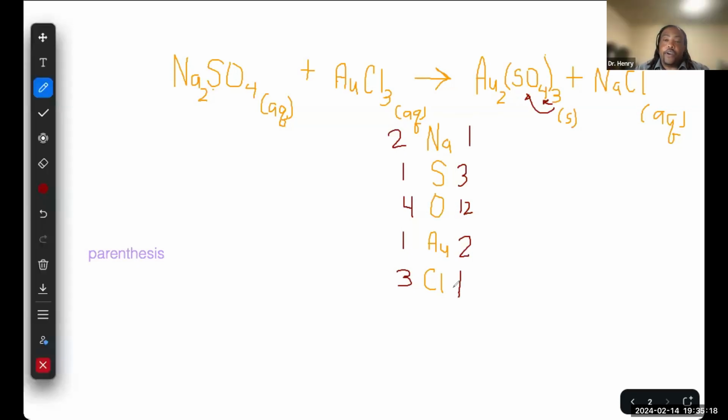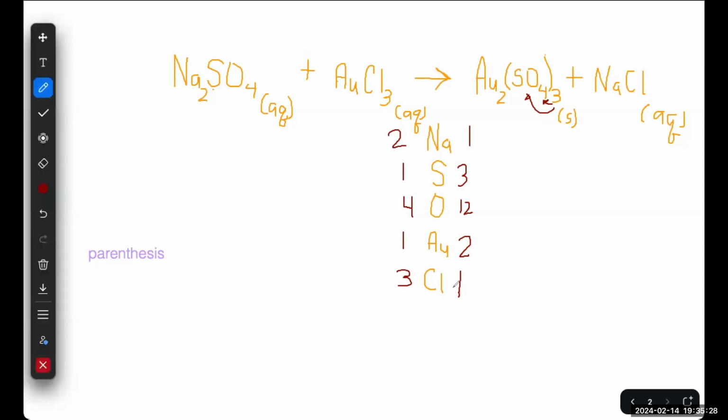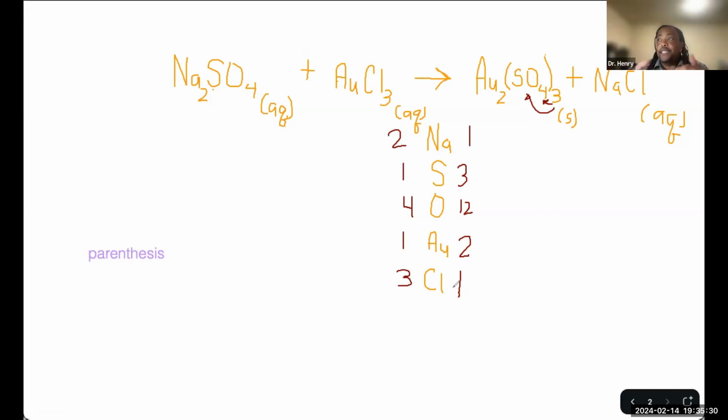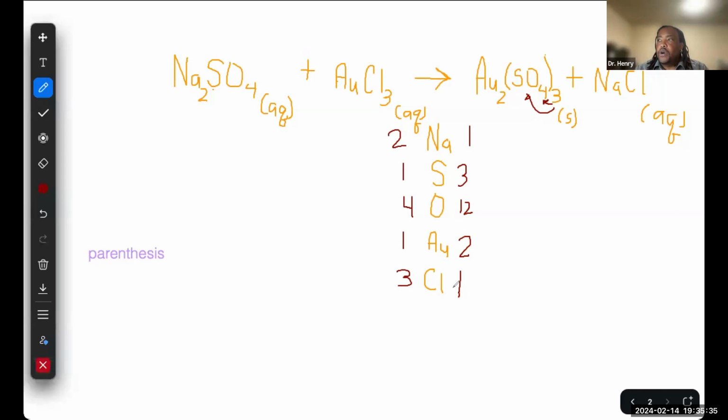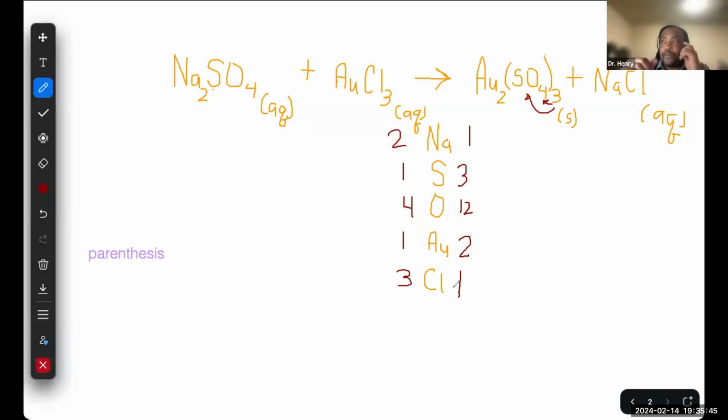So I'm going to ask you a hard question. Is it balanced? No. Okay, so we know that it's not balanced. So now we need to go through the process of balancing it. So there's a couple of ways that we can go through that process. The easiest way is to find the one that looks like it's easier to work with.